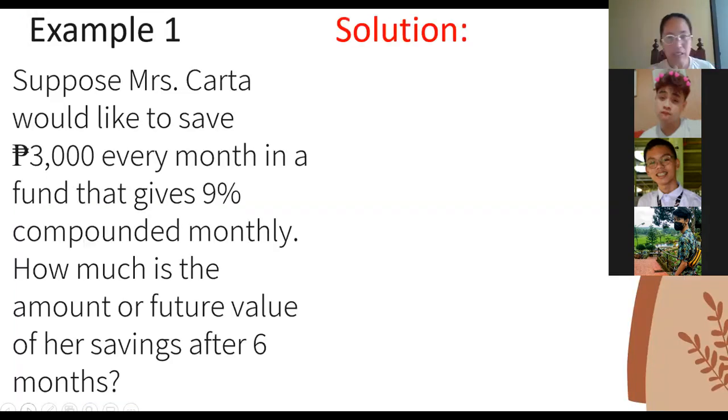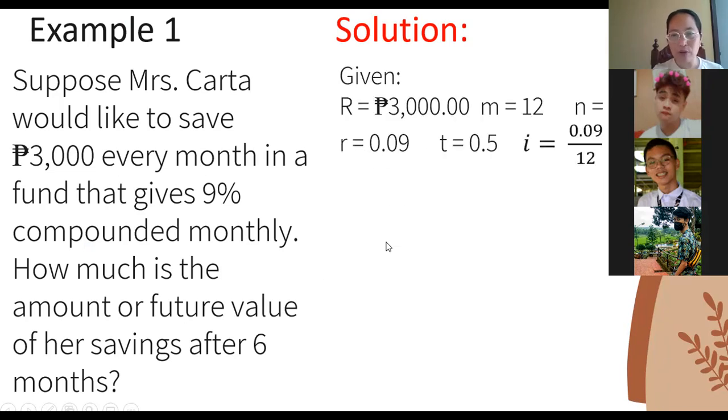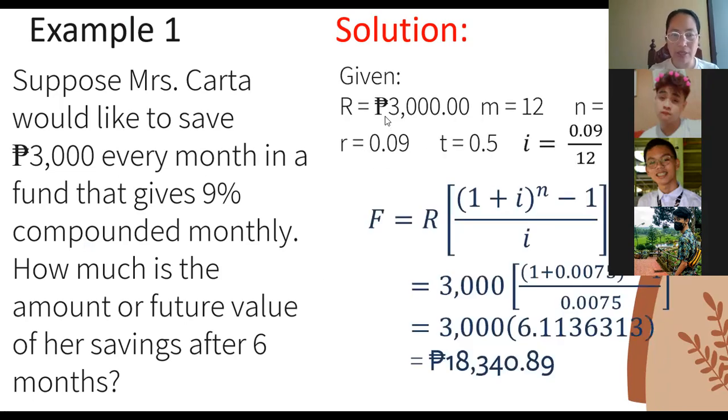Okay? Yan. So ito, another problem, unlike nung nauna natin. Suppose Mrs. Carta would like to save 3,000 every month in a fund that gives 9% compounded monthly. How much is the amount or future value of her savings after 6 months? So, in a fund that gives 9% compounded monthly, simple annuity siya. Okay po? And it asks for F, ayan po siya. So, the 3,000 pesos is the regular payment. And then the M natin is 12 since monthly basis. And then our N will be 12 because the time period is compounded monthly.